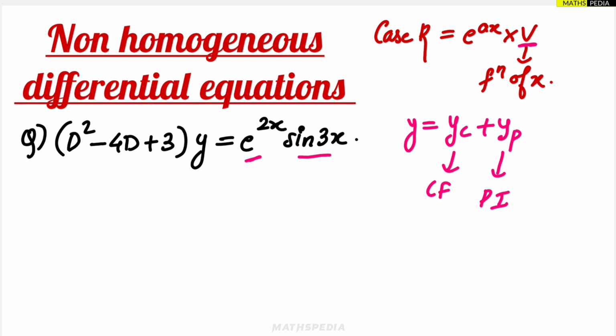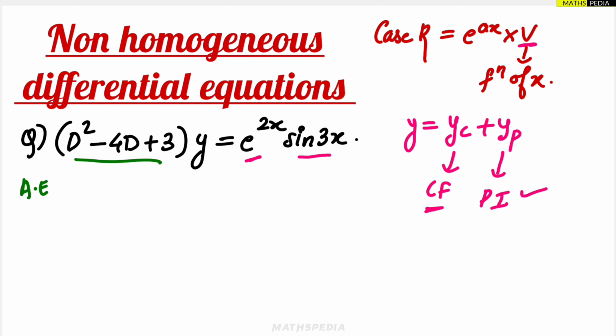Now first we have to find yc, which is the complementary function. For that, we first form the auxiliary equation. yc depends on the LHS part only, and the particular integral depends on the RHS as well as the LHS part. So it is the same procedure. It is already given in D form, the function of D is already given.